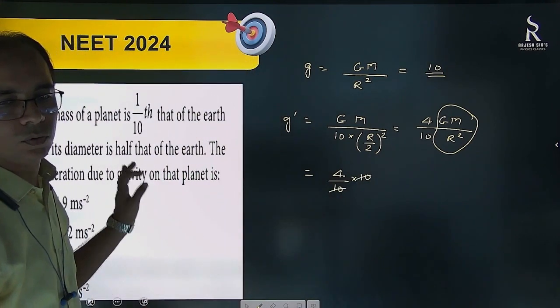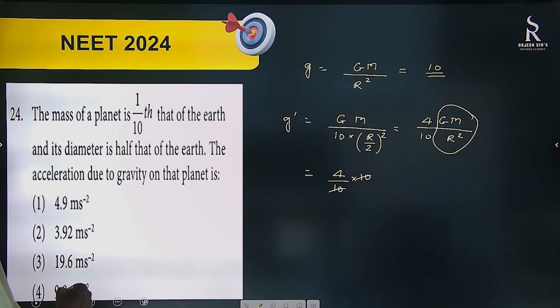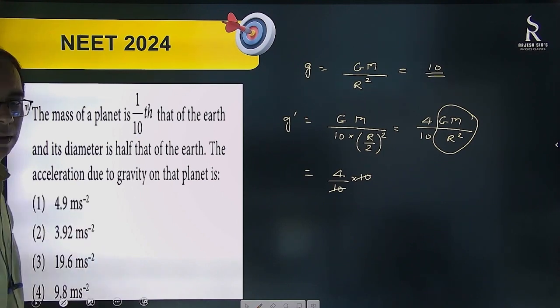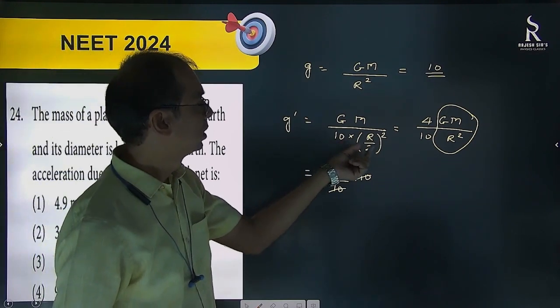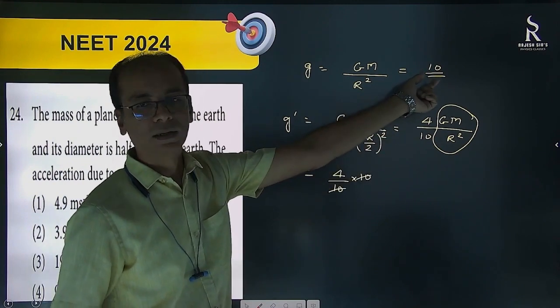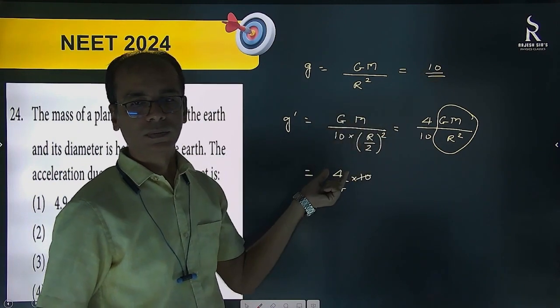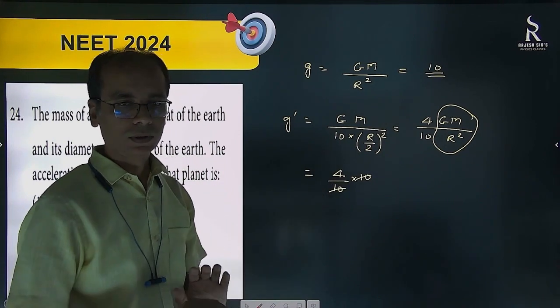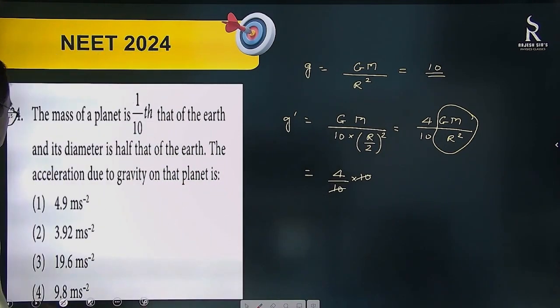So approximately 4. Which one is there? Approximately 4 means 3.92. 3.92 is our answer. Why not 4.9? The reason is because g value we have taken 10. Actually it's 9.8. Okay, so 9.8 by 10 will be there. So it should be slightly less than 4. It cannot be 5. So it should be this. Okay. Next.